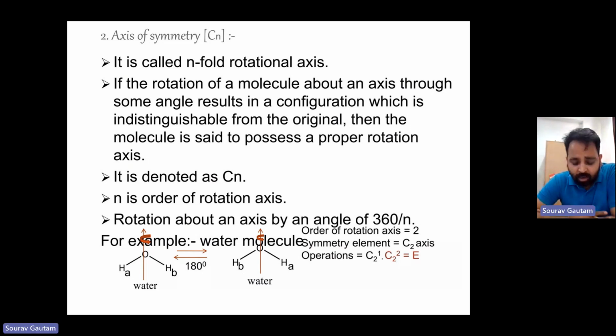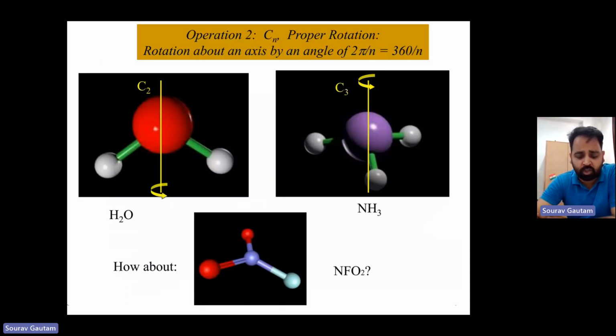So, for example, in a homonuclear diatomic molecule like H2, or water, there is C2 rotation, meaning a two-fold axis of symmetry. For example, in the water molecule, we have a two-fold axis of symmetry. As we can see in this first figure, the yellow line is the principal axis, and this red sphere is oxygen, and the white-grayish spheres are two hydrogens, hydrogen 1 and hydrogen 2.